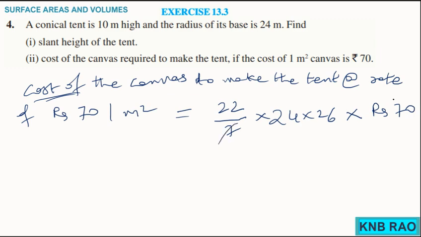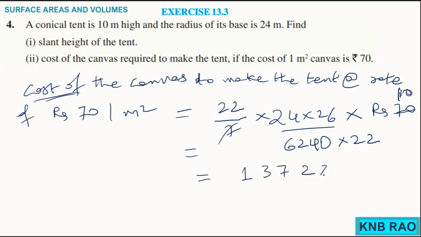Okay. So now 7 will cancel with the 70 for 10 times. Now you know how to multiply. Here 24 into 26 is 624 and into 10 is 6240, into 22. So that will give you 1,37,280 rupees. Okay. So this is the answer.